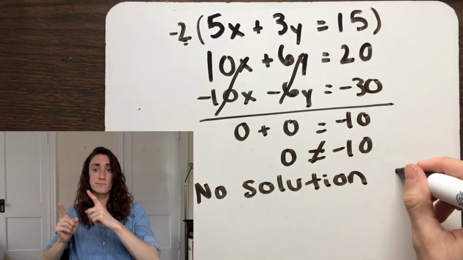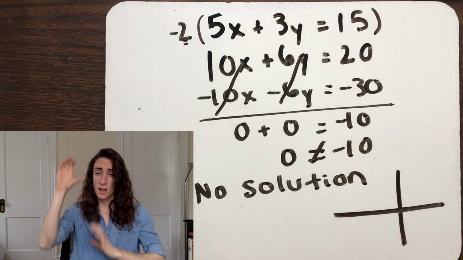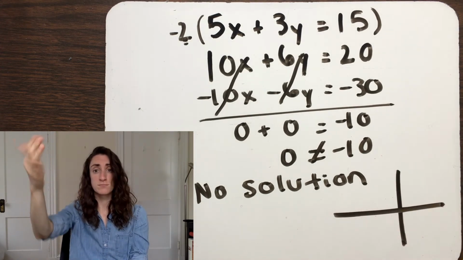We could look and look for a point of intersection forever. We'd never find it. That's what this wonky answer means. There's no solution.